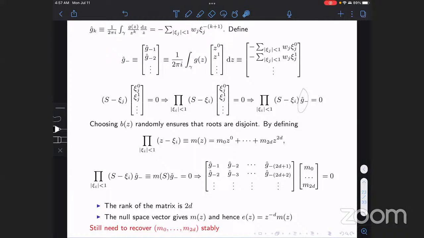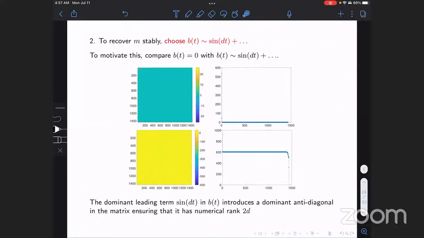Now, one more comment is that we still have to guarantee that the null space can be discovered in a stable way. To do that, let's take a look at what will happen. Let me just tell you the solution. We're going to choose the BTs equal to sine dt plus some low order, smaller terms. To motivate this discussion, let's take a look at two choices. One is BT equal to 0, and the other is BT equal to this choice I proposed.